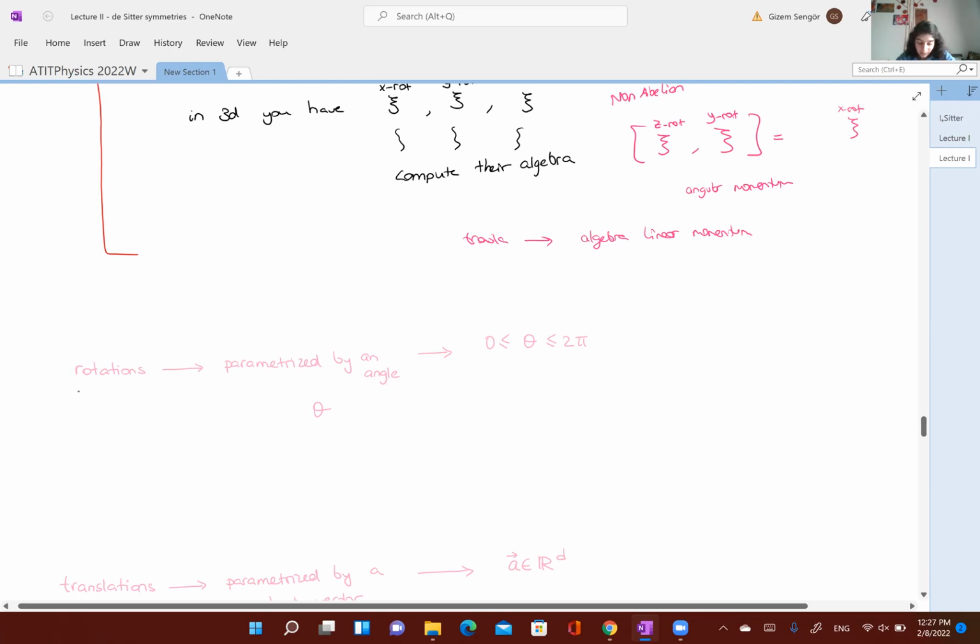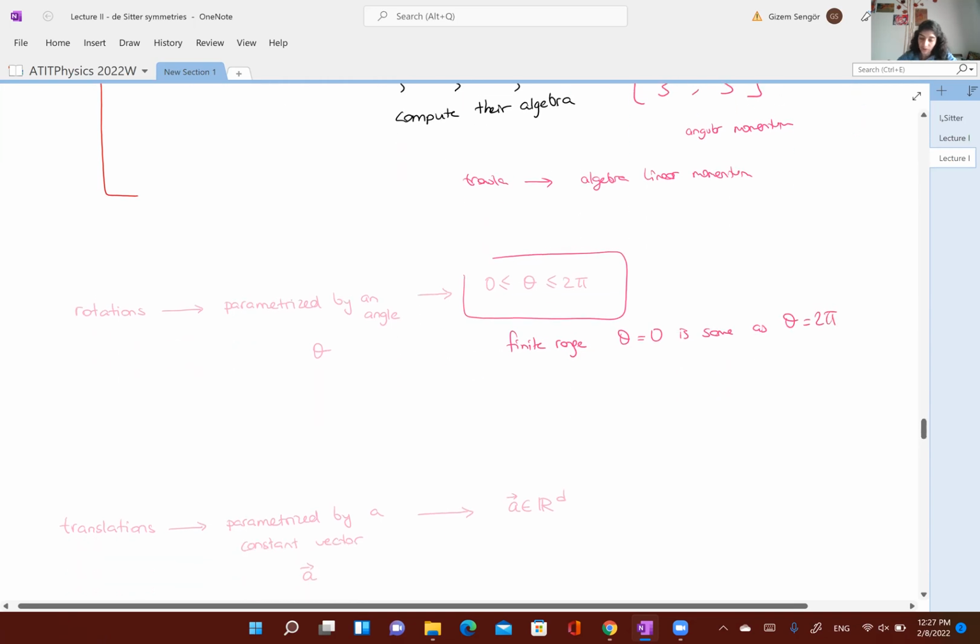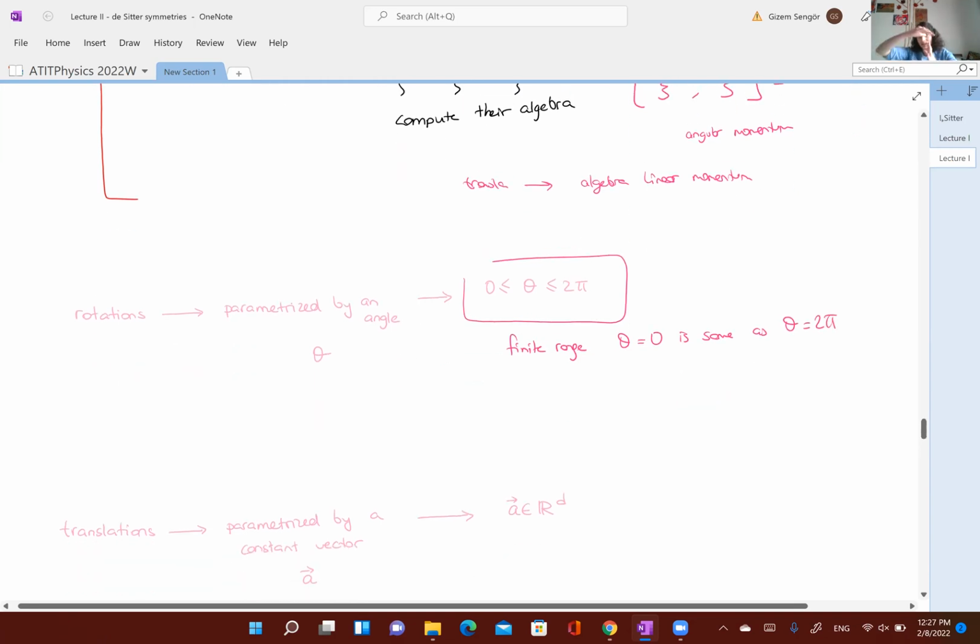Now, consider the parameters of rotations. These are angles, and these vary in a finite range. Moreover, theta equals 0 is the same as theta equals 2 pi. So it's a finite range that goes back to where you started from. Groups whose parameters lie in a finite range are called compact groups.